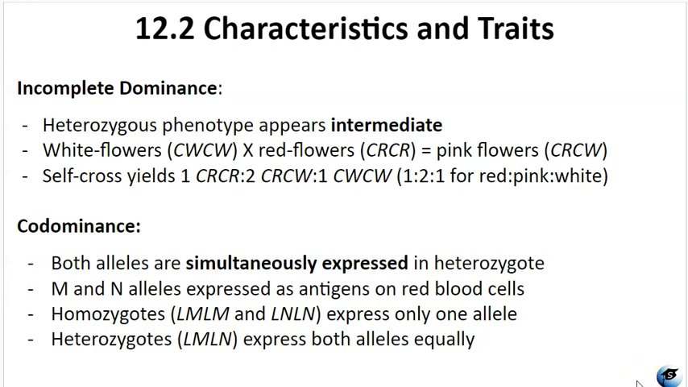In codominance, you have both alleles simultaneously expressed in the heterozygote. So an example of this would be blood groups in humans. You have the M and N alleles, and they're expressed as M or N antigens on red blood cells. And then homozygotes express only one allele, while heterozygotes express both equally.